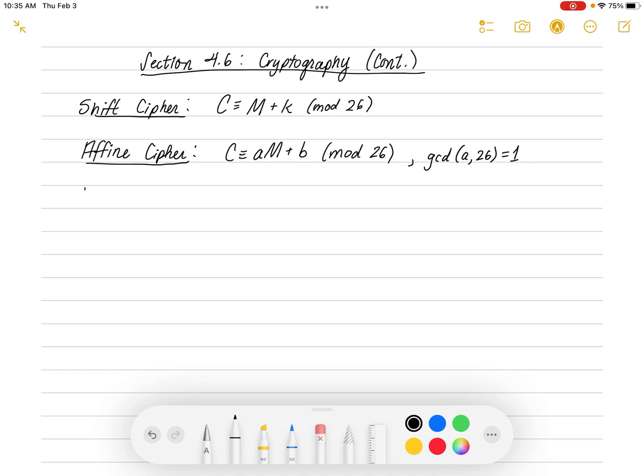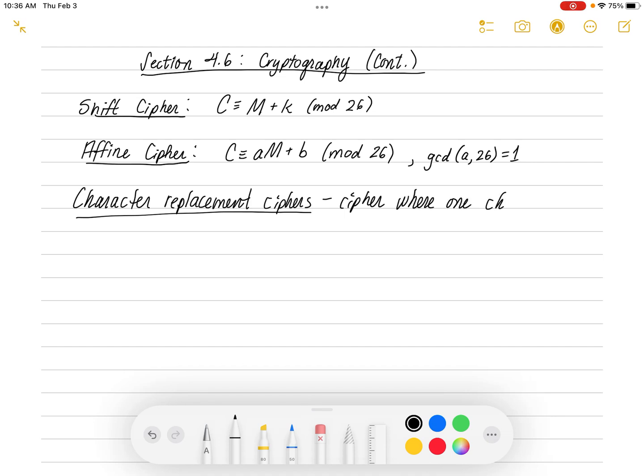Character replacement ciphers. These are ciphers where one character is replaced with another. Characters are replaced with others.